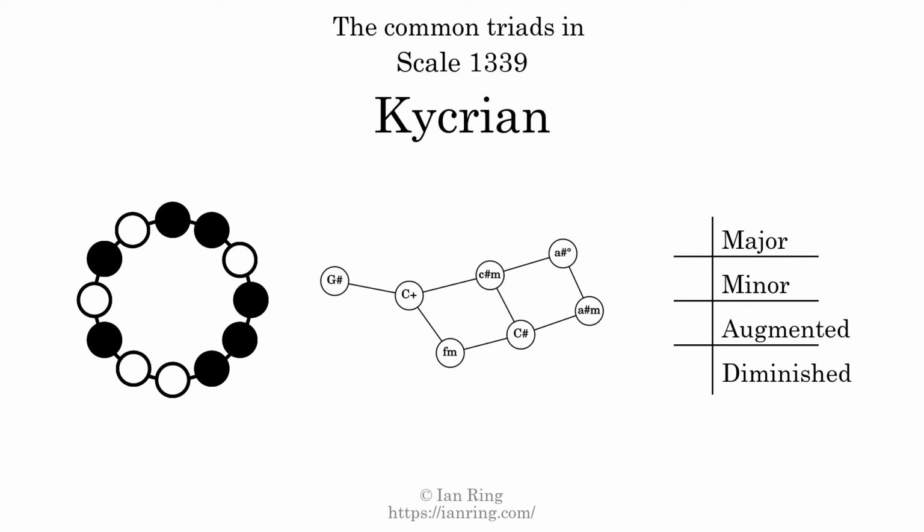Here are the common triads present in this scale. The diagram in the center is a graph of parsimonious voice leading between triads. There are 2 major triads. There are 3 minor triads. There is 1 augmented triad. There is 1 diminished triad. Here is a Hamiltonian path of parsimonious voice leading that uses all the triads.